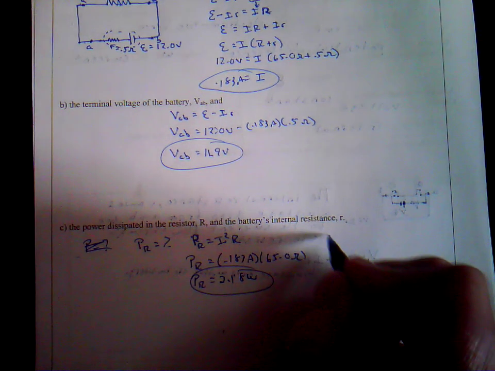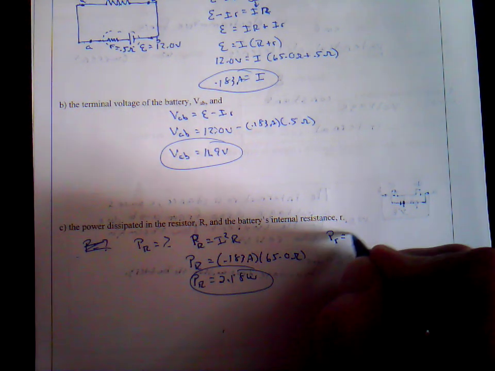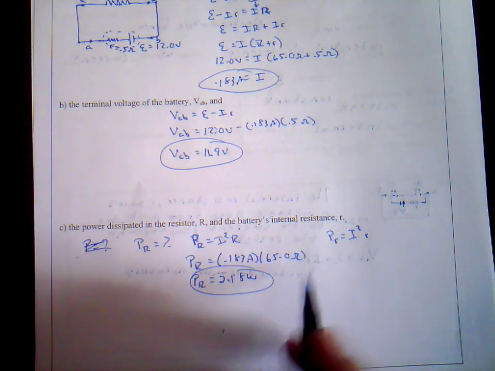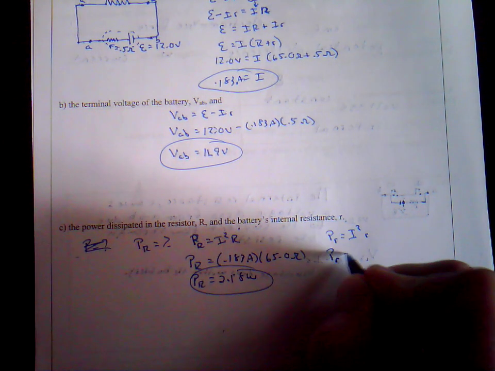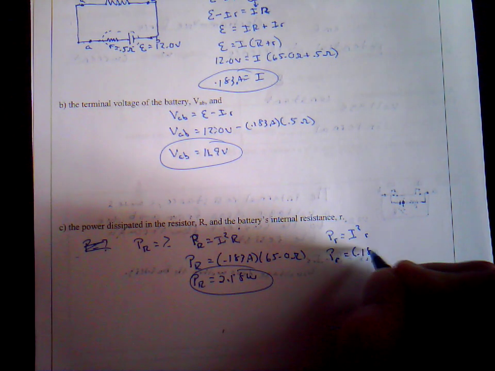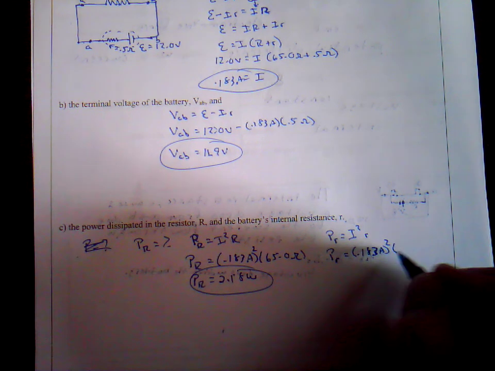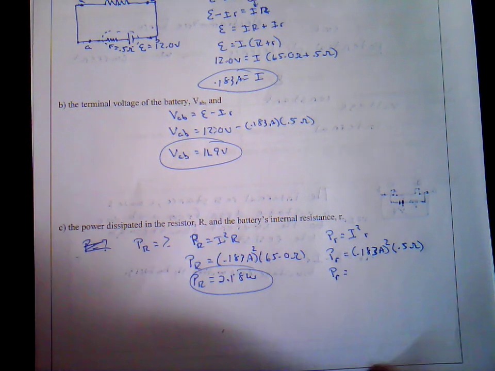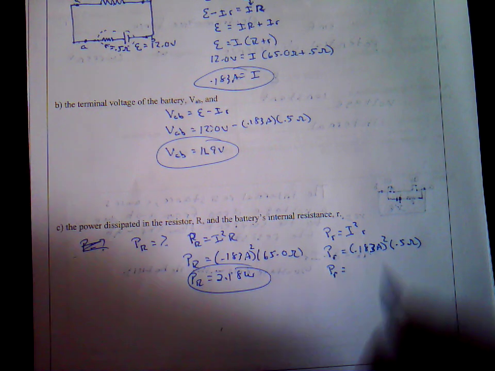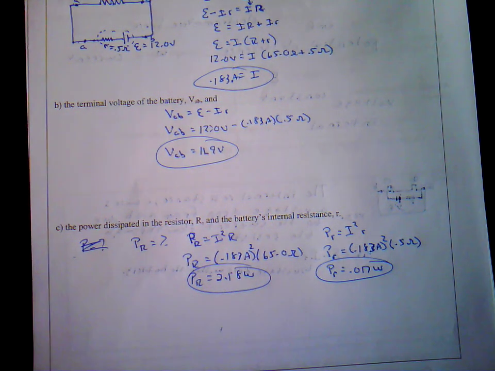We could also determine the power in the internal resistance. Again, the current is the same, but what's different is the resistor inside the battery. So the power for the internal resistance: the current is still 0.183 amps. Don't forget to square that. Times the internal resistance, which is 0.5 ohms. The power of that internal resistance, or the battery itself, is 0.017 watts.